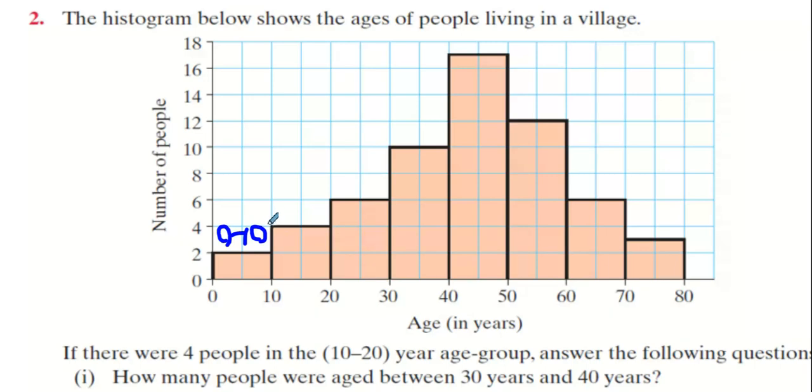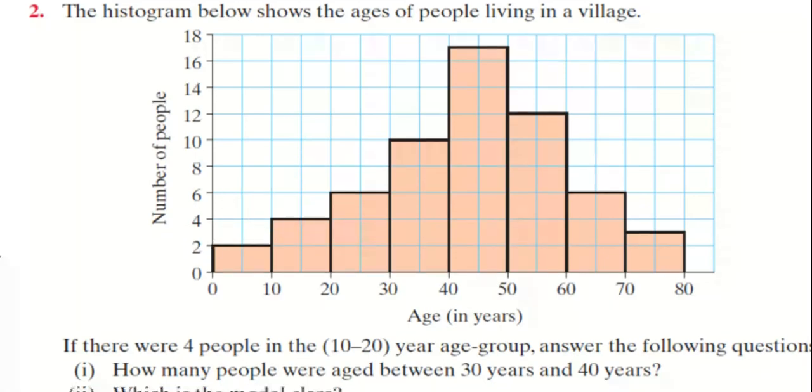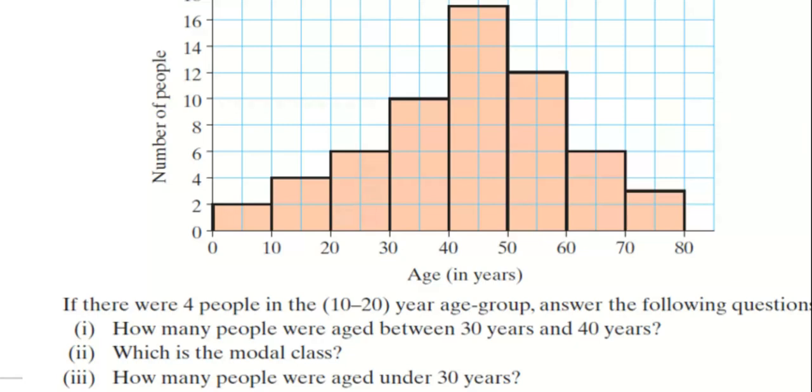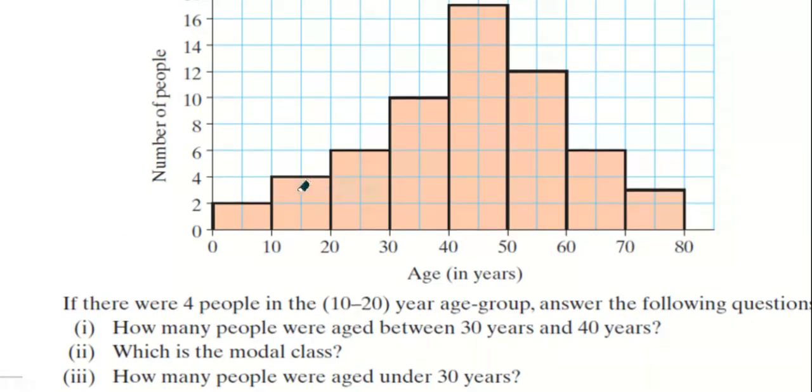Where would 10 go? 10 would go in the next one. And that'd be 10 inclusive, but you're not allowed, you have to be under 20. Do you get what I'm saying? That's how these intervals work, okay? Now, what they're going to ask is, if there are 4 people in the 10 to 20 year group, answer the following question. Where's the 10 to 20 group? Yeah, that makes sense. It goes across to 4.